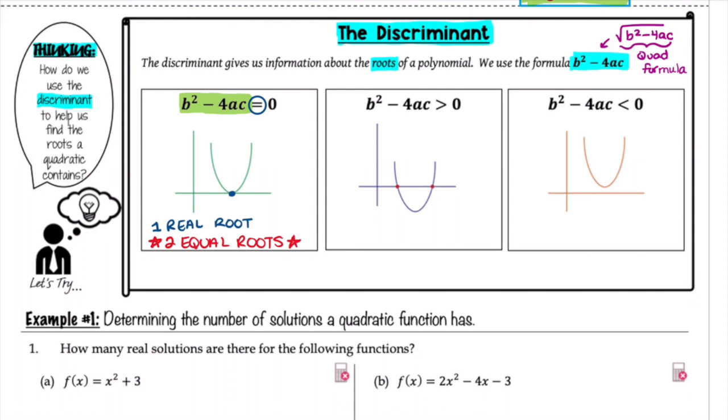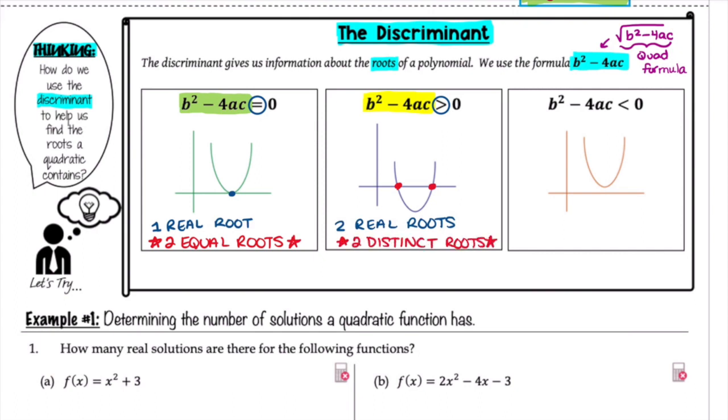The next case we can have is we have a quadratic in which it intersects the x-axis in two places, which means we have two real roots. How can we use the discriminant? We will look at the discriminant, b squared minus 4ac, and if the discriminant is greater than 0, that means that we're going to have two distinct roots.